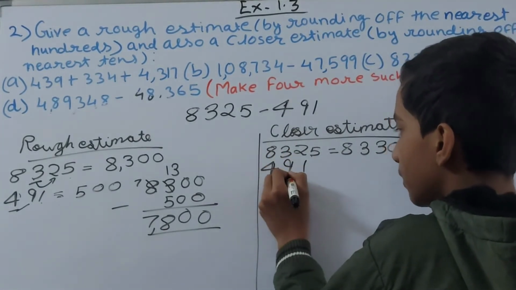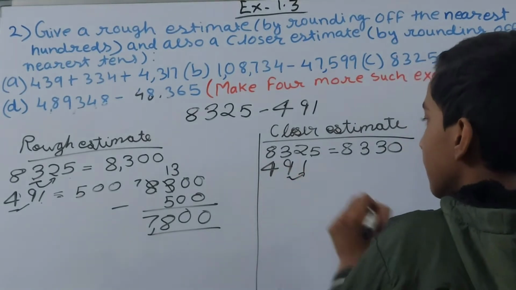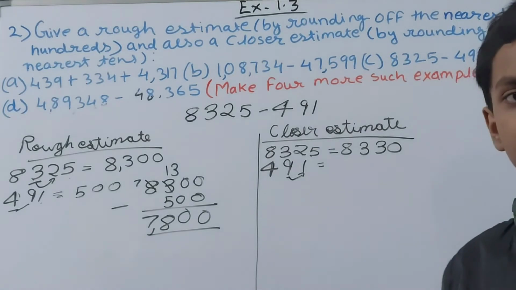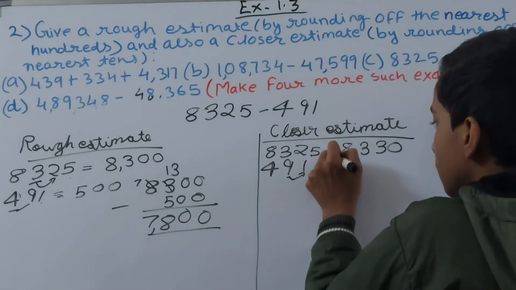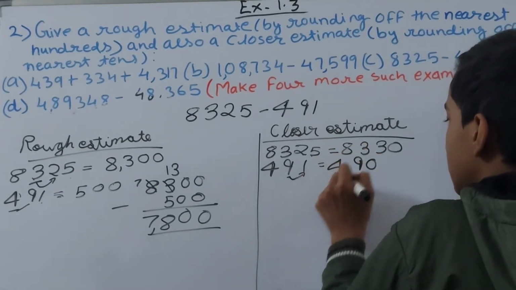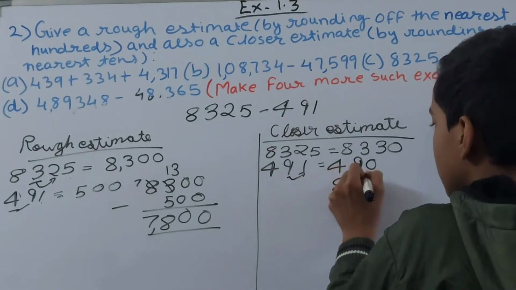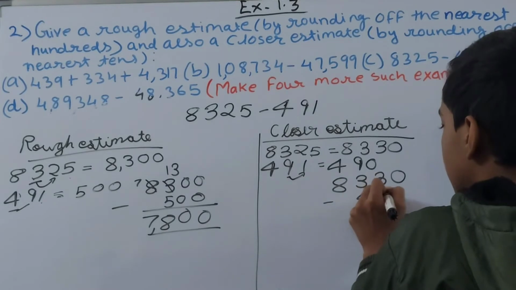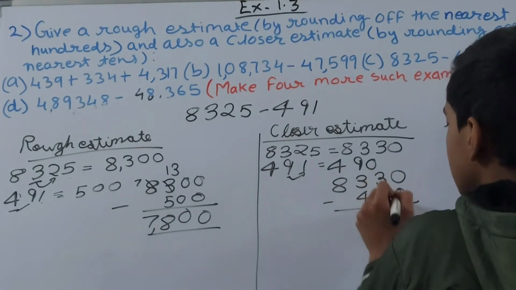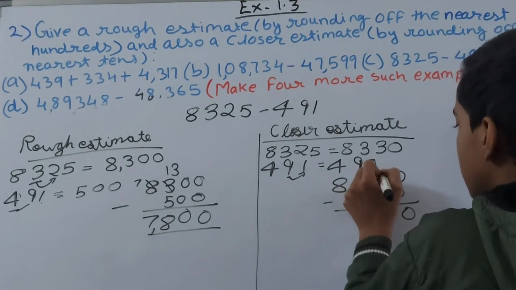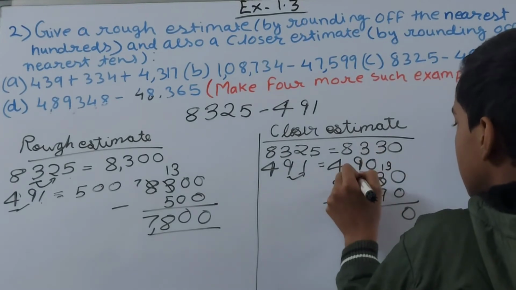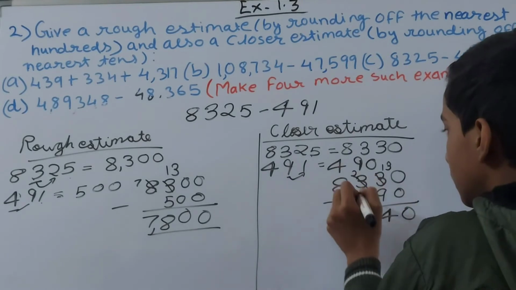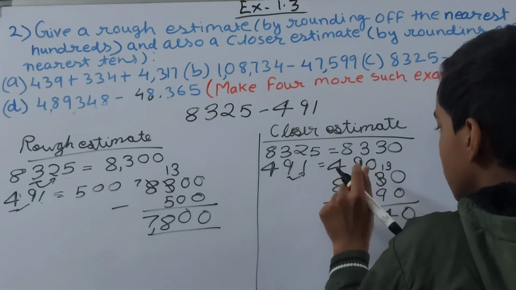See, 9 is at tens place, move one place back, 1, so that 1 will turn to 0, and nothing will be added to 9, so that is 490. Now we will subtract them. 8,330 minus 490. So that will give us 0 minus 0, 0, 3. We cannot subtract, this will turn to 13. This 3 will turn to 2. 13 minus 9, 4, 3. This will turn to 3. This will turn to 2.